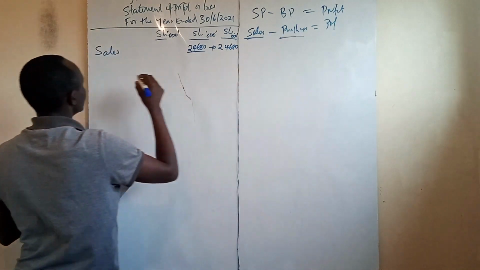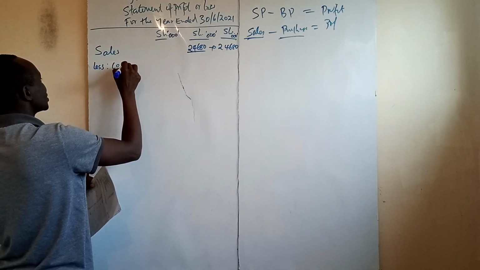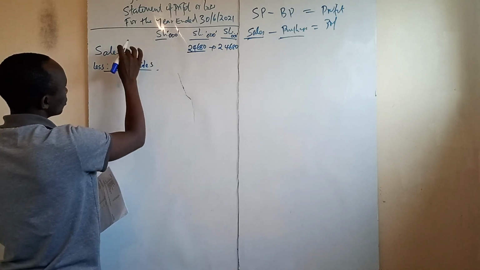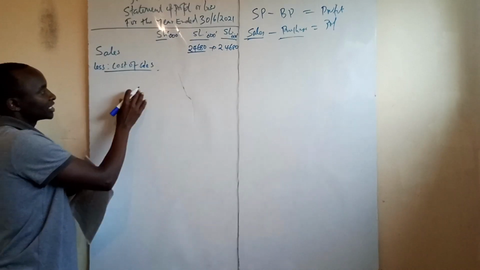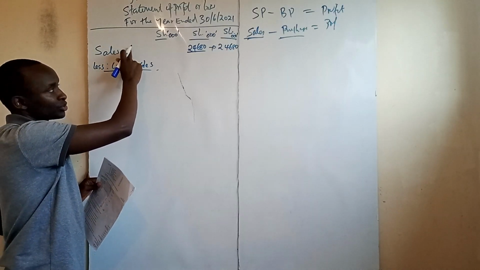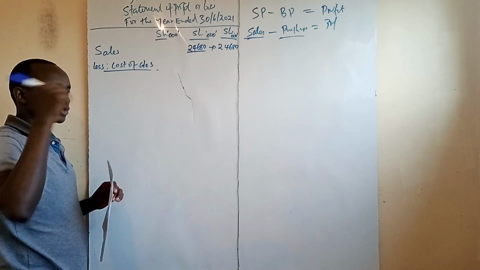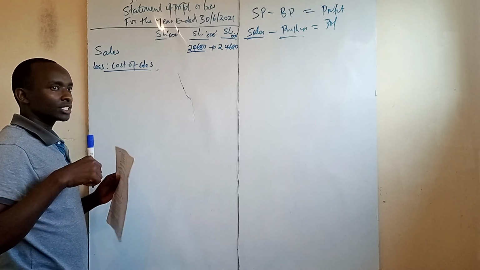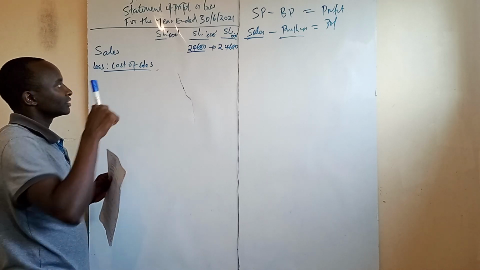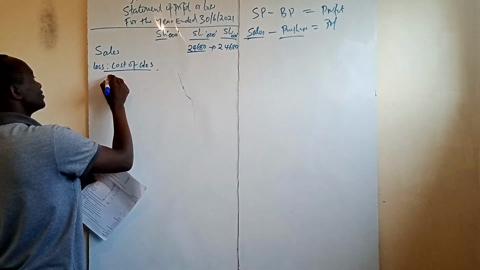Then we have less cost of sales. We say the cost of sales, these are the costs that are directly related to the sales we made. Like the opening stock. The opening stock was the closing stock last year, but we sold that stock in this year. So the cost that we incurred in purchasing those stock last year is going to be taken care of by the sales of this year. So we have the opening stock.